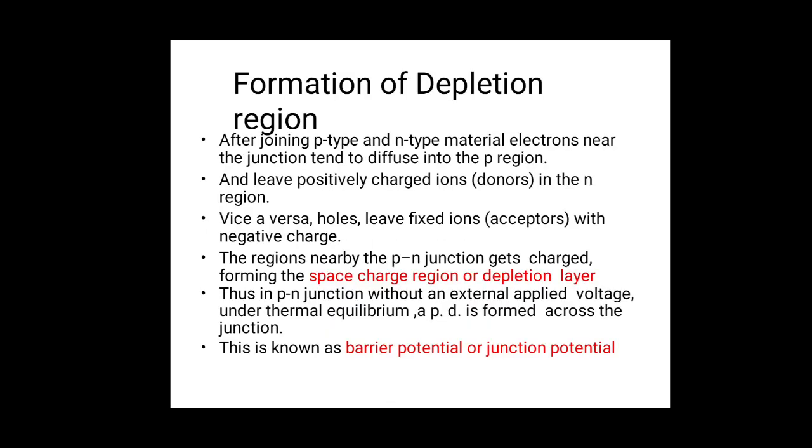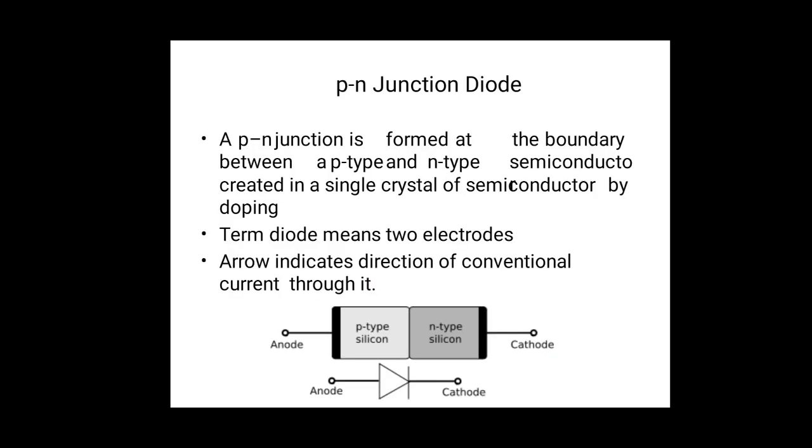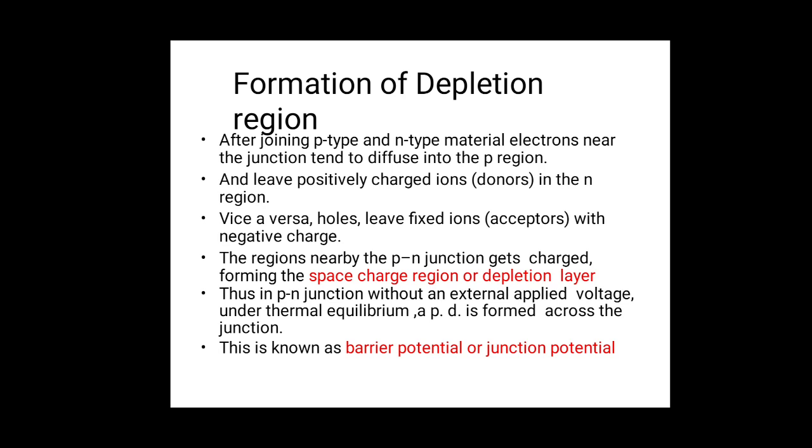Next one is the formation of the depletion region. The depletion region is also called the space charge region. See here in the diagram, when p-type and n-type join, this depletion region will get formed here. So let us see how it forms. After joining p-type and n-type material, electrons near the junction tend to diffuse into the p-type and leave positively charged ions in the n region.